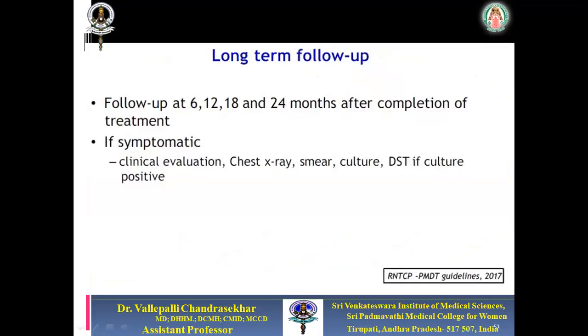So again, how much time do we have to follow up these XDR or drug resistant cases? Again, we have to follow for a long period, up to 2 years. And after completing the treatment, you have to follow up at every 6 months, 12 months, 18 months, and at 24 months after completing the treatment. And if they are symptomatic, again you have to clinically evaluate, do chest X-ray, smear, culture, and DST if culture is positive.